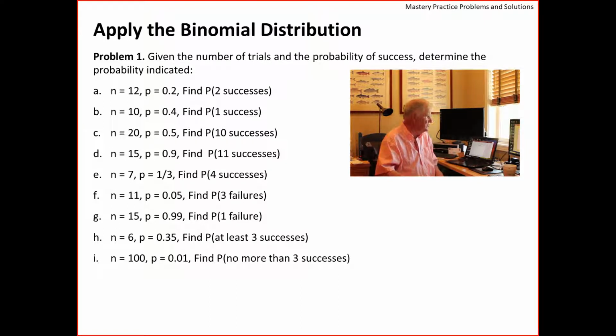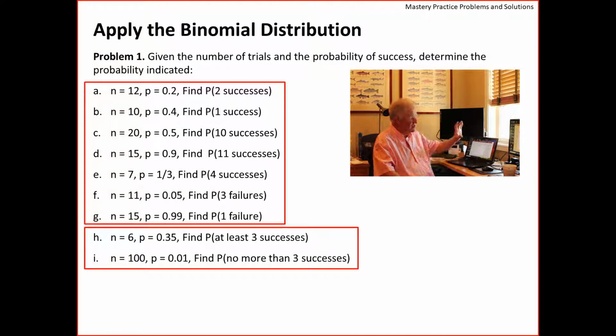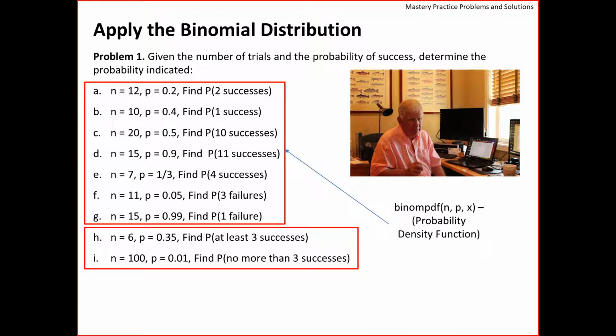I'll do some in real time so you can see it. So I will tell you this, that there's two types of problems here. That top box is done with what is called the binomial PDF, a probability distribution function. What that returns when you put in N, P, X in its argument, number of trials, probability of success, number of successes, is the probability of having X successes out of N trials. The top problem A, if you go to binomial PDF in your calculator, and enter 12, .2, 2, it returns the probability of having 2 successes out of 12 trials with a probability of success of 0.2.